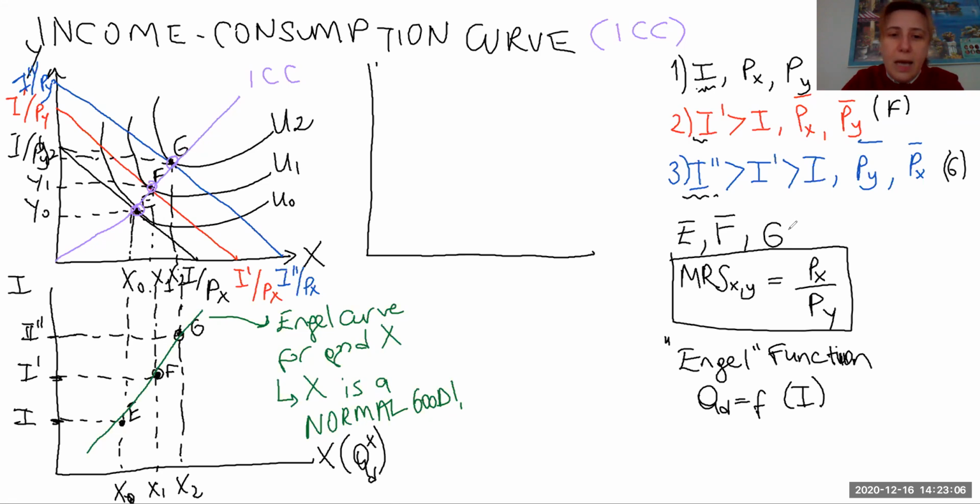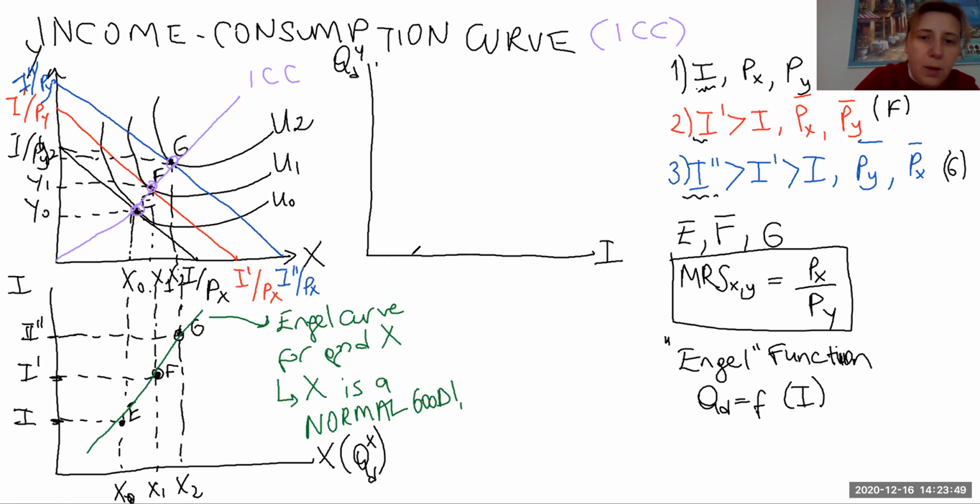Okay, so we can say that good X is a normal good, and we can also derive the Engel function for good Y, because the change in income also affects the demand for good Y. Now we will put the income level on the horizontal axis and the quantity demanded of good Y on the vertical axis, because we located good Y on the vertical axis, so we will reflect those Y values into this graph.